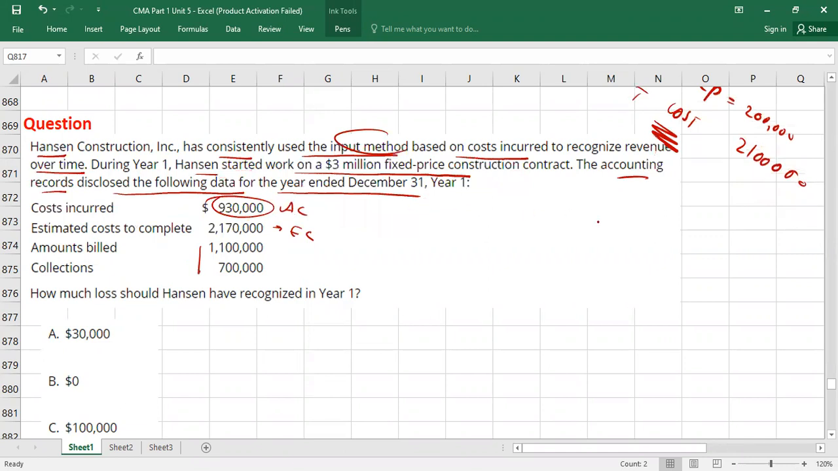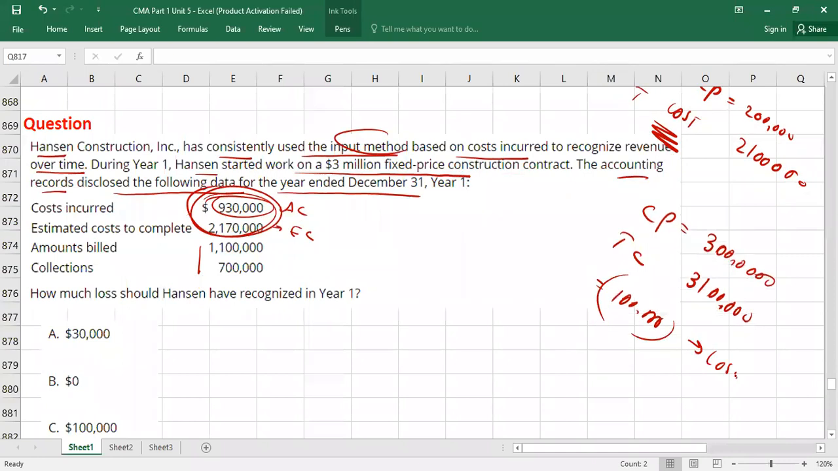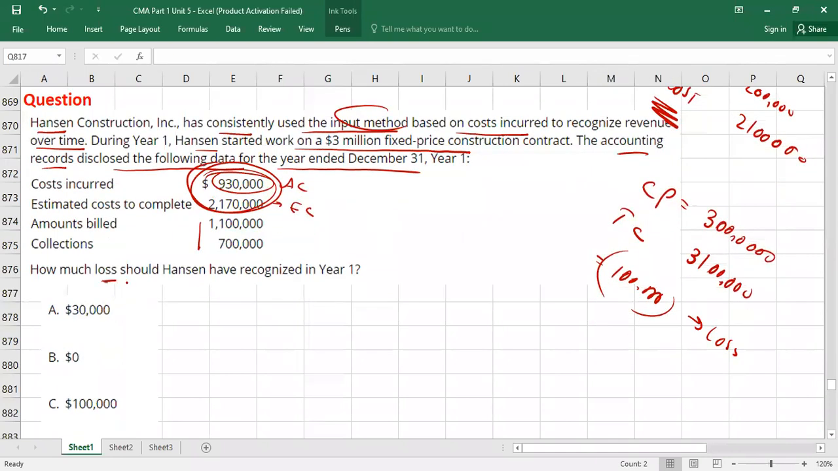We have to focus only on the contract price, which is 3 million. And you have to take the total cost. Total cost is the summation of these two values, actual cost and estimated cost. It is going to be 3.1 million. Right? It means cost is exceeding by how much? 100,000. This loss should be booked immediately. How much loss should Each have recognized in year 1? It should be $100,000. This you have to book.